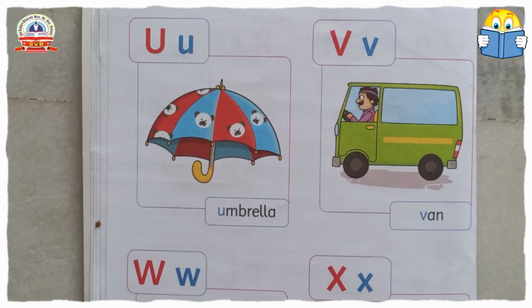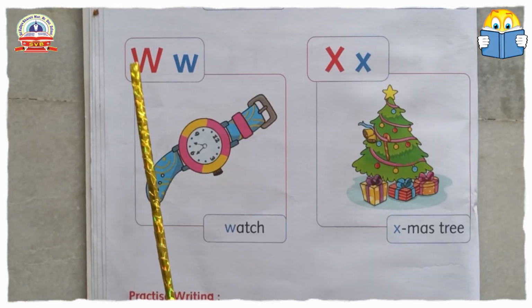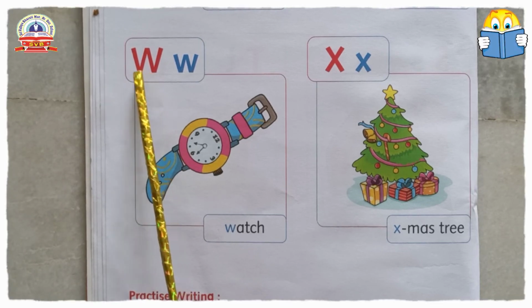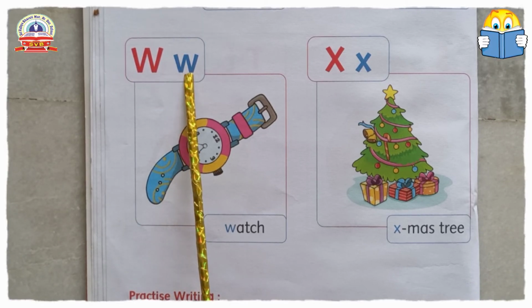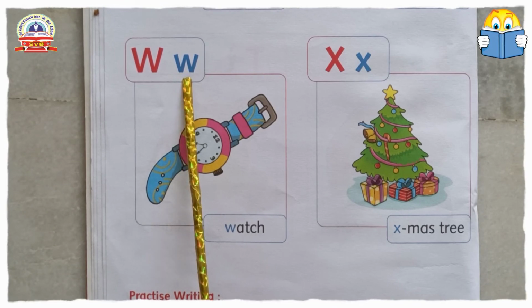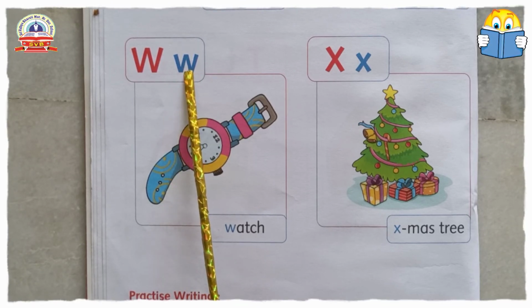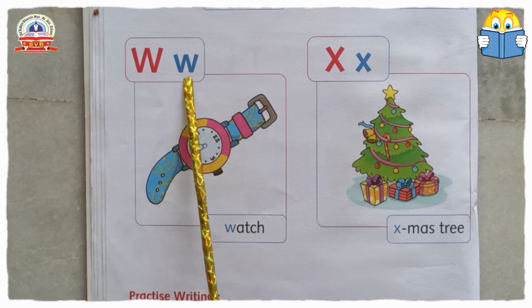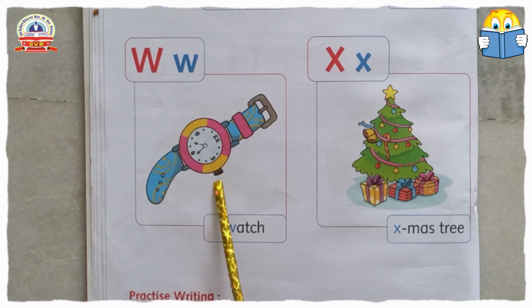Good children. Now see the next letter. Tell me. This is capital letter W. This is small letter W. Sound of W is V. V. Watch.